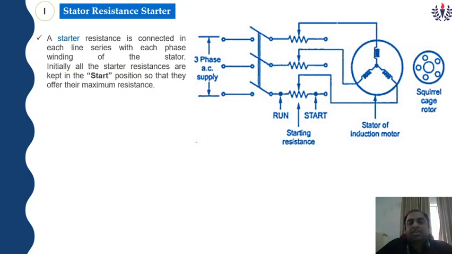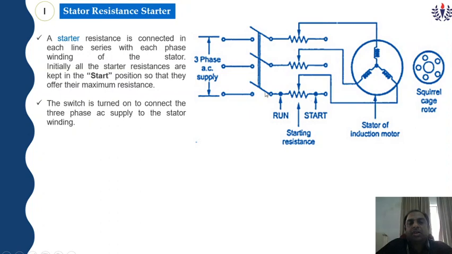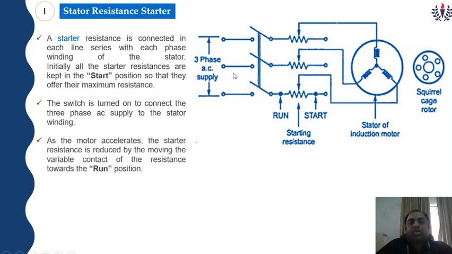Initially, all the starting resistances are kept in the start position so that they offer maximum resistance. The switch is used to turn on. Now you are going to turn on the switch connected to the three-phase AC supply to the stator winding. Then the motor gets accelerated.